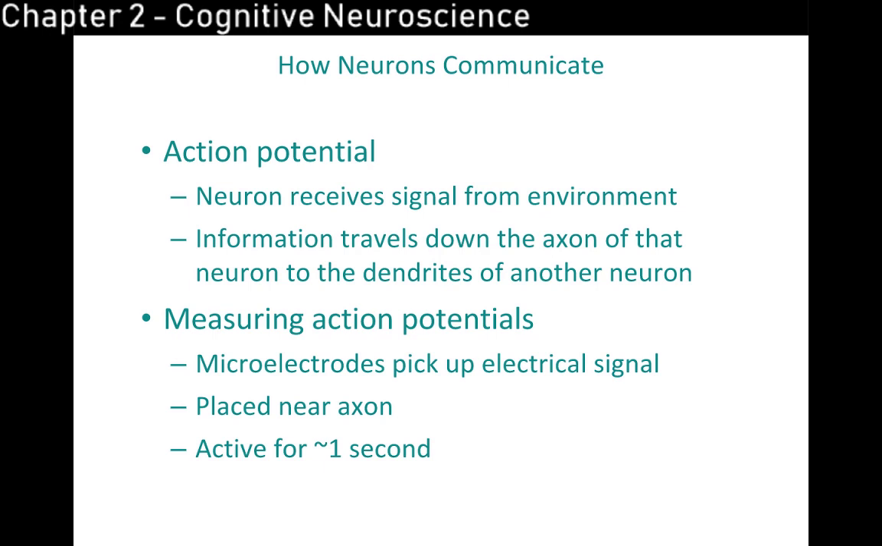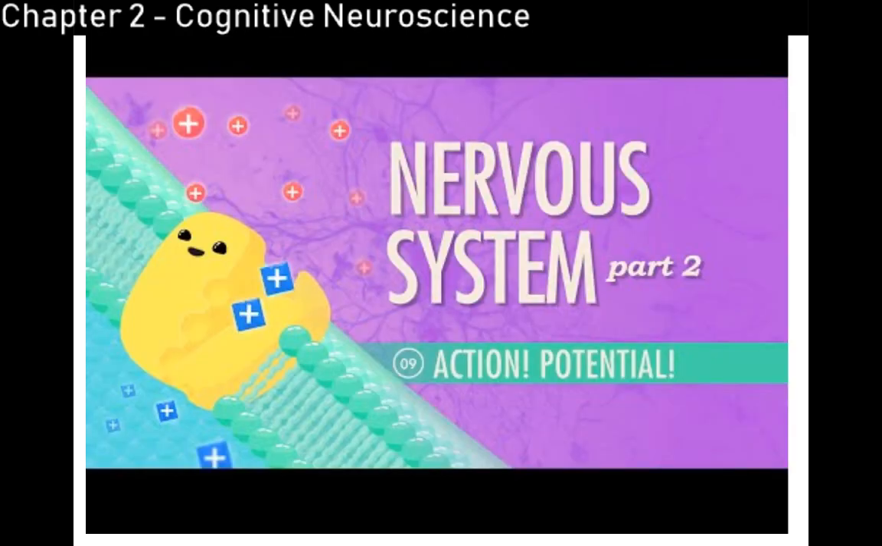And one important thing that a lot of cognitive neuroscientists and neuroscientists do is they measure these action potentials. We can actually measure the activity of individual neurons by attaching microelectrodes that can pick up electrical signals very near to the neuron. And we can see that these neurons can activate extremely rapidly. They're active for approximately a second, but it's a very rapid flash of electrical output.